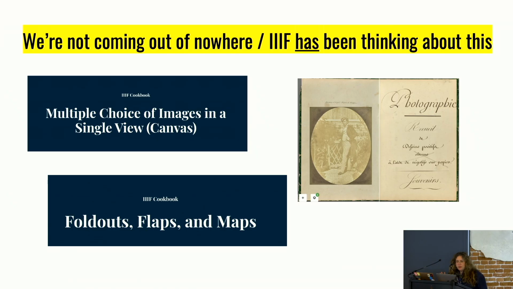Transitioning a bit though, we're not coming out of nowhere with this. I think it's important to acknowledge this part. We know that IIIF has been thinking about some of these things before. We have recipes that acknowledge fold-outs and flaps. We have multiple painted resources, and we have behaviors like choice.